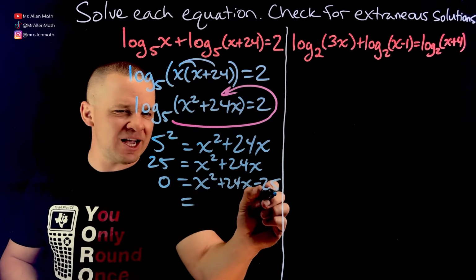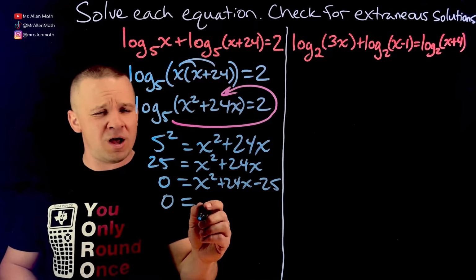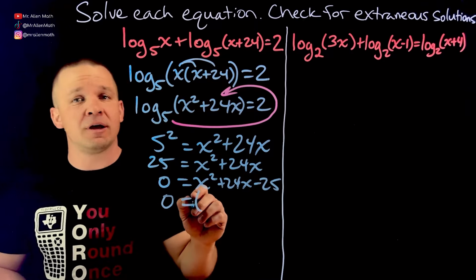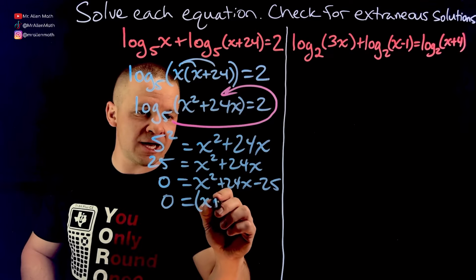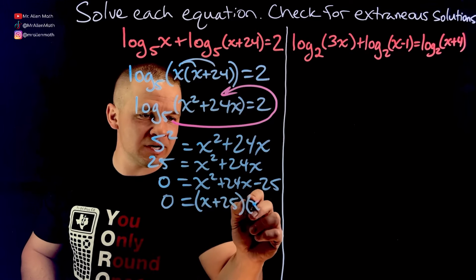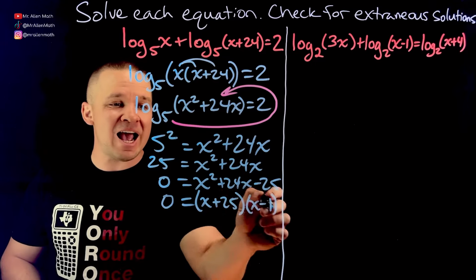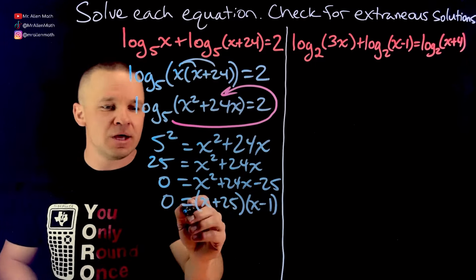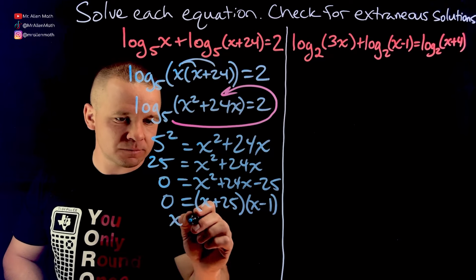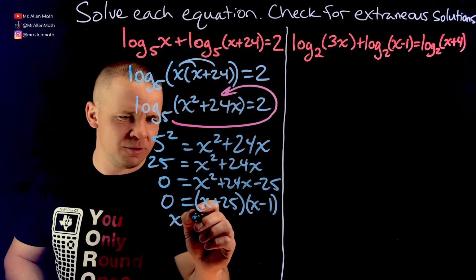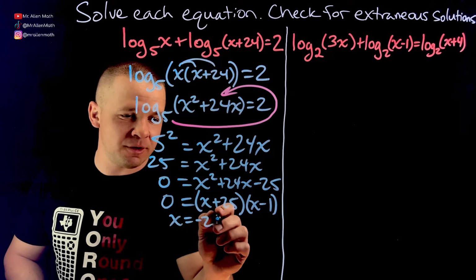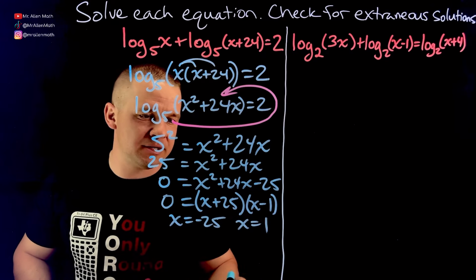What multiplies to negative 25 and adds to 24? How about 25 and 1? Oh, x plus 25. That one's going to need to be negative. That way I can multiply to negative 25 and add to positive 24. So let's set these two factors equal to 0 and solve. So we'll say x equals negative 25 and x equals positive 1.